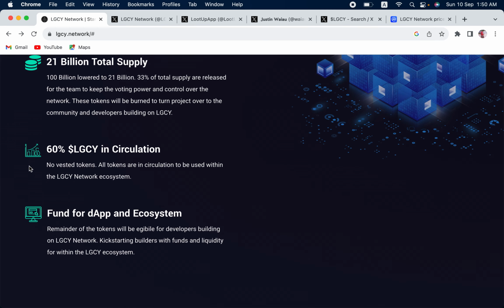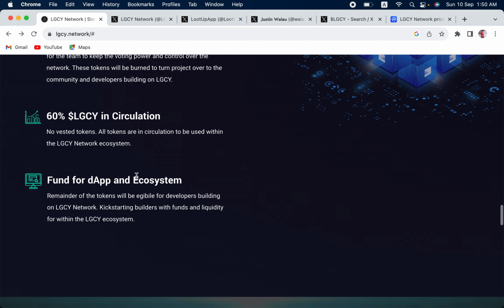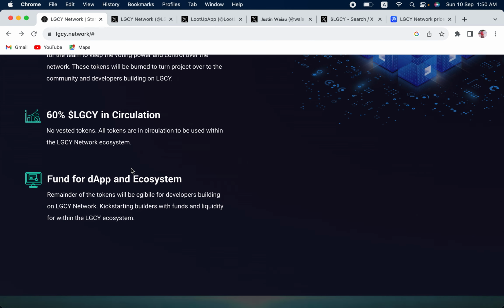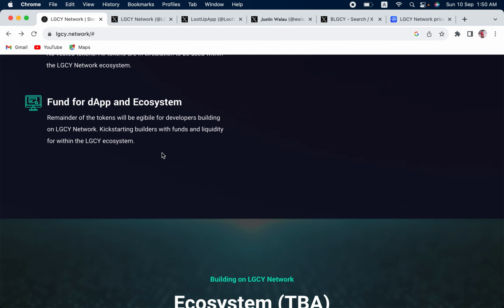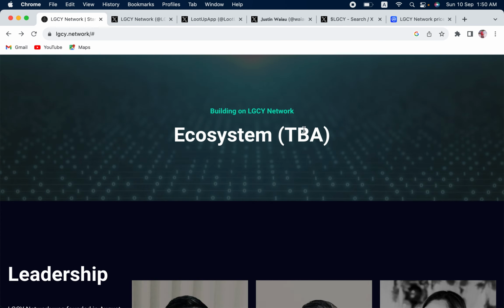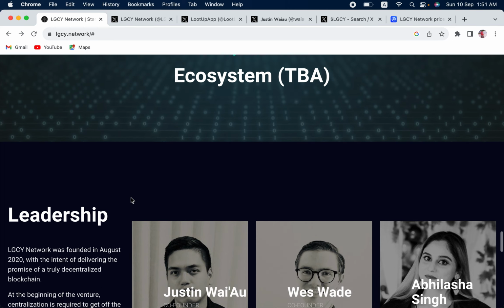60% Lgcy in circulation, no vested tokens, all tokens are in circulation to be used within the Lgcy network ecosystem, fund for DApp and ecosystem. Remainder of the tokens will be eligible for developers building on Lgcy network, kickstarting builders. Okay, so yeah, ecosystem to be announced.